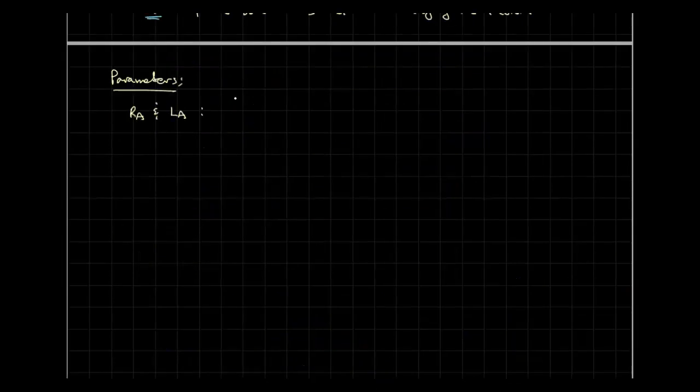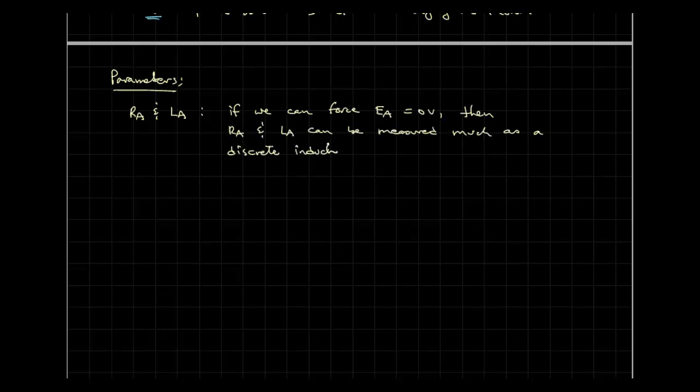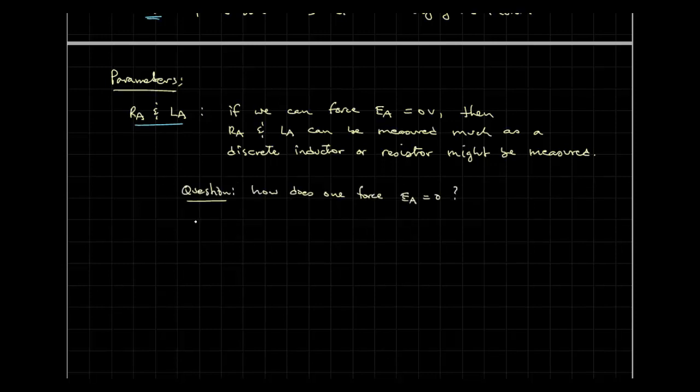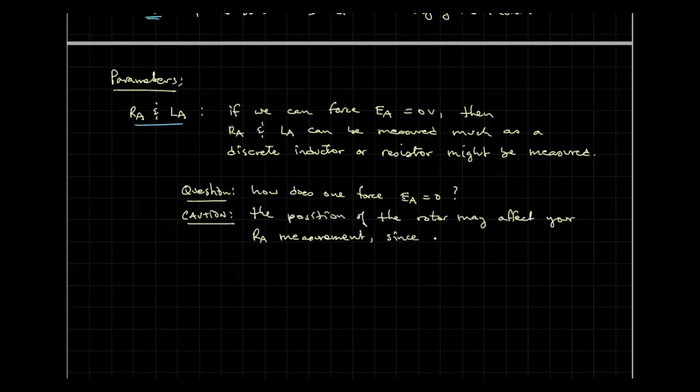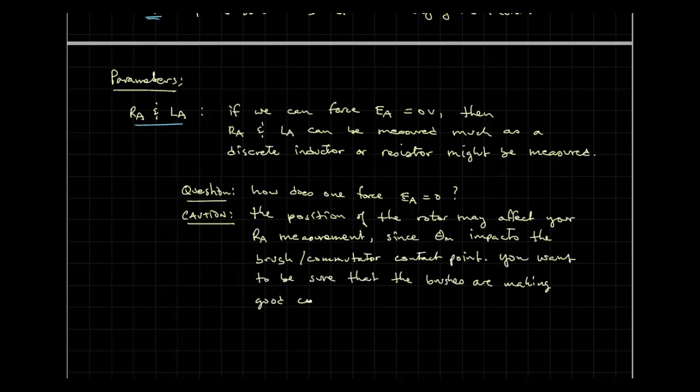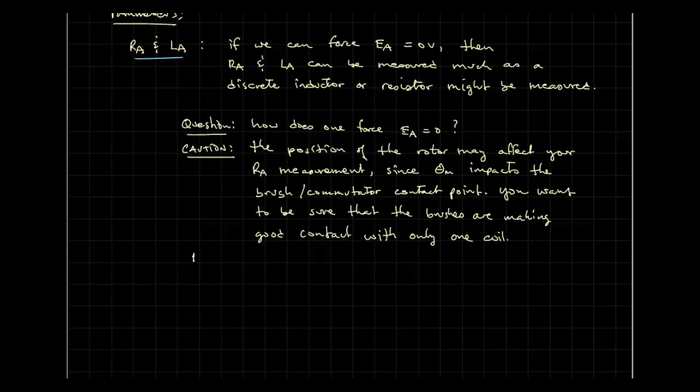Now let's look at these parameters that are to be extracted. Well, first consider Ra and La. If we can force Ea to equal 0, then Ra and La can be measured much as a discrete inductor or resistor might be measured. So the question is, how does one force Ea to be equal to 0? A caution: the position of the rotor may affect your RA measurement, since theta M impacts the brush commutator contact point. You want to be sure that the brushes are making good contact with only one coil.